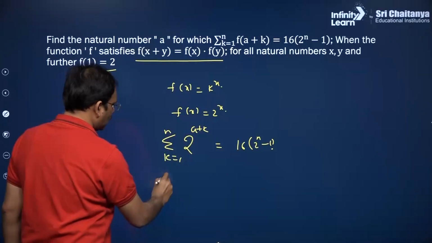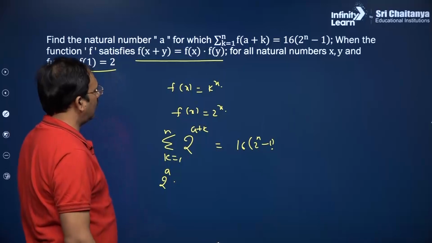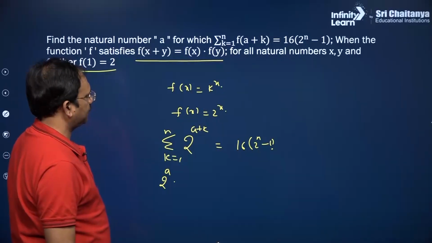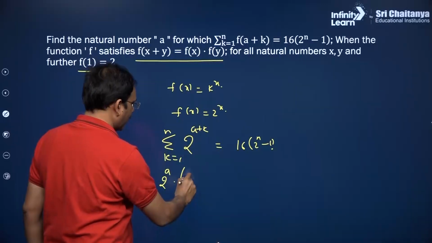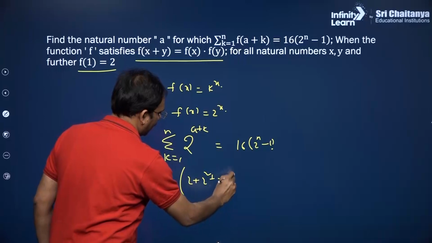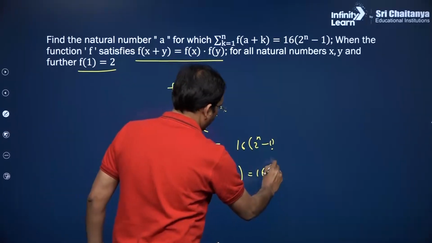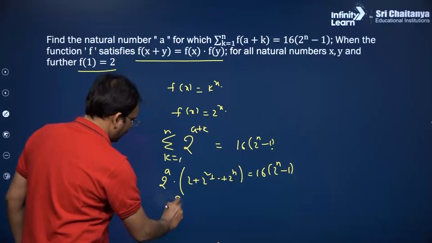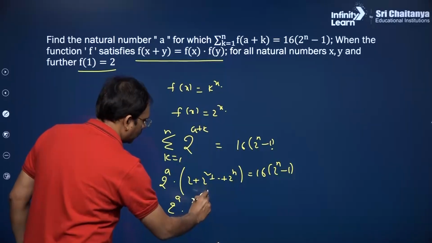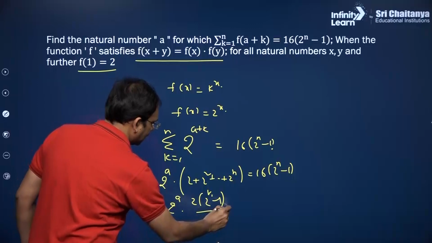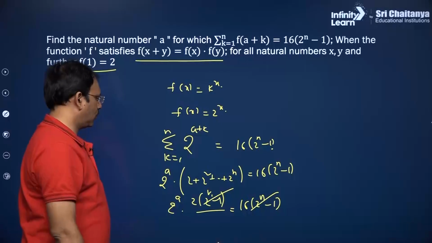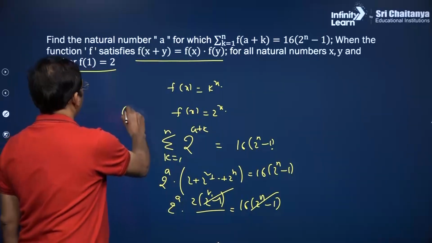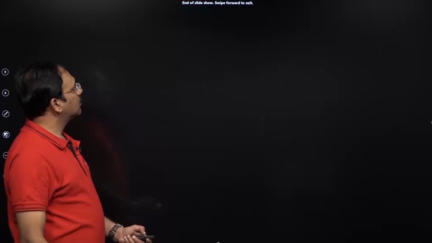This is 2 power a into 2 power k; 2 power a you can take out, my dear friends, and you can write sigma 2 power k, this stands for 2 plus 2 square plus and so on up to 2 power n, is equal to 16 into 2 power n minus 1. You can write, my dear friends, here GP: a into r to the power of n minus 1 by r minus 1 is equal to 16 into 2 power n minus 1. You can cancel these two. So 2 power a is 8, a is going to be 3, my dear friends, right. So that's all about this paper, a bit easy paper, we can do it.